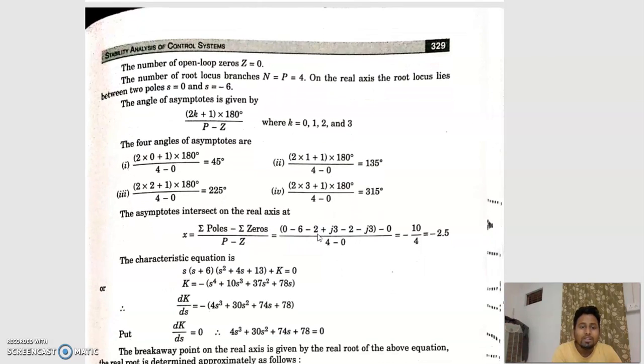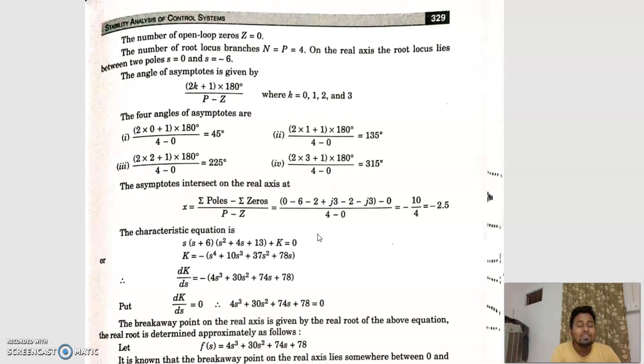Now comes the centroid. Centroid is the intersection of asymptotes on the real axis and is given by the relation x equal to summation of poles minus summation of zeros upon P minus Z. P is the number of poles, Z is the number of zeros. By which we can find it is minus 2.5. Minus 2.5 is the centroid.